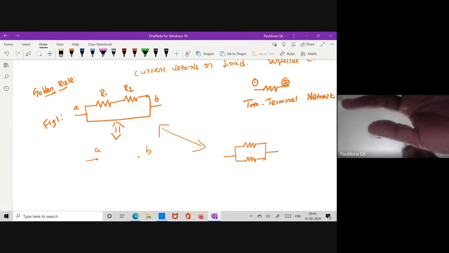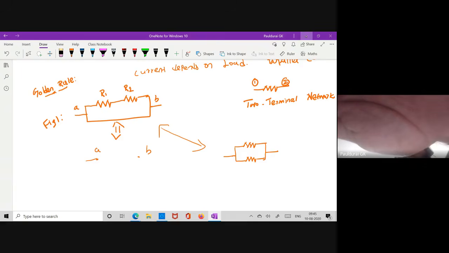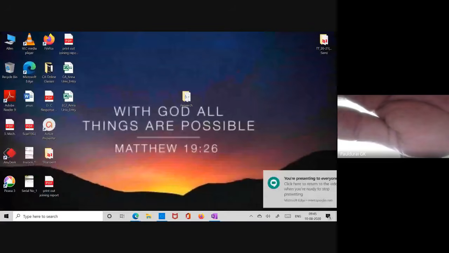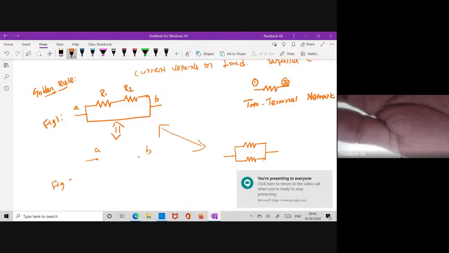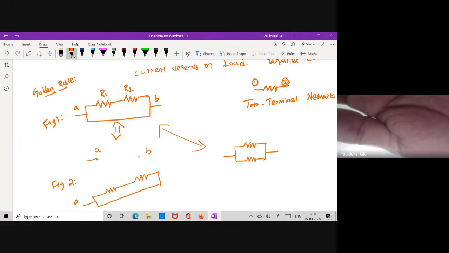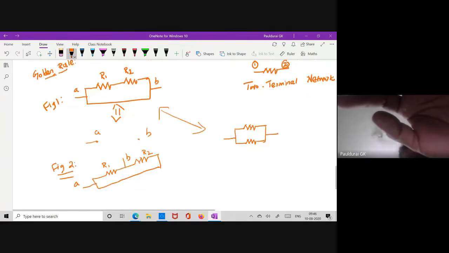How many of you say it is series or parallel? How many of you say it is series? How many of you say it is parallel? I want to know. Come to the chat box. Take figure 1. I will give you one more figure also. So this time take figure 2. This time I want to take terminal A from here, B from here. This is R1, this is R2. Figure 1 series or parallel, figure 2 series or parallel.